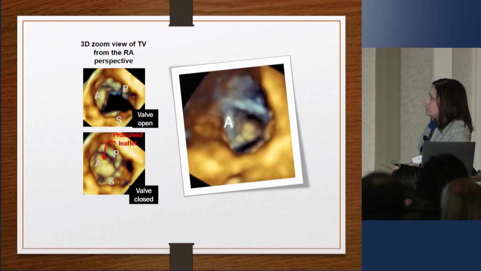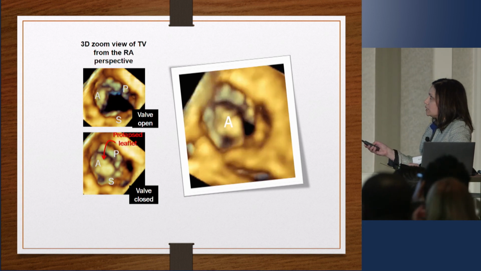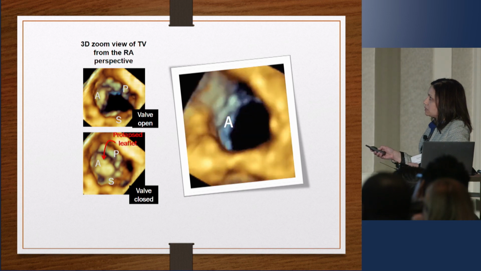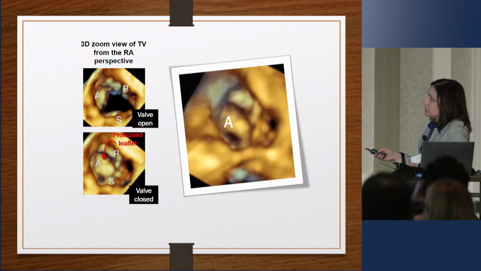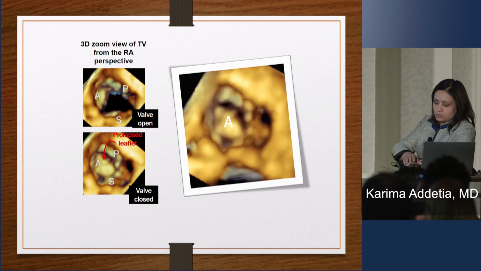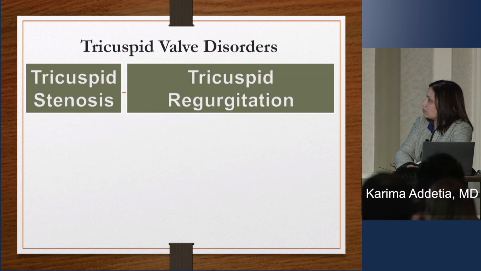So let's look at what 3D tells us. With 3D echocardiography, we can clearly see, this is the right atrial perspective looking at the tricuspid valve: the septal leaflet, posterior leaflet, anterior leaflet, and there's anterior leaflet prolapse. So it is possible, using 2D echocardiography and those views, to be sure where your leaflet pathology is.